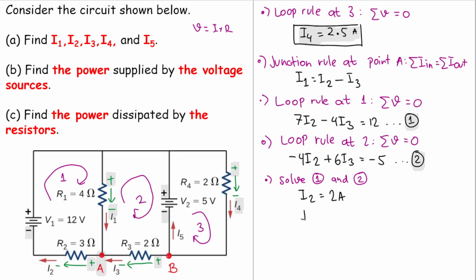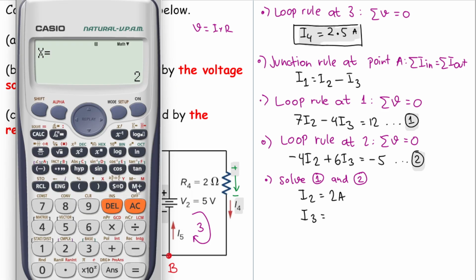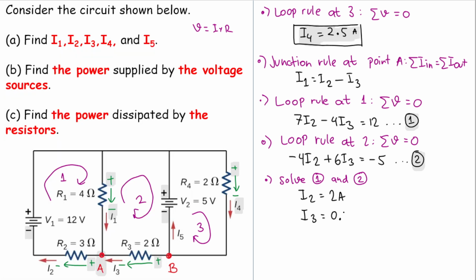And then what is I3? I3 is the Y value here. So we will have 1 over 2, or 0.5 ampere. So I have 0.5 ampere. And that is also important values for this problem, because now we have I2 and I3.